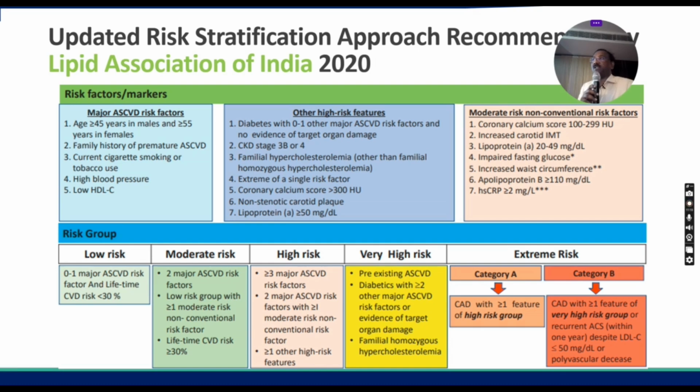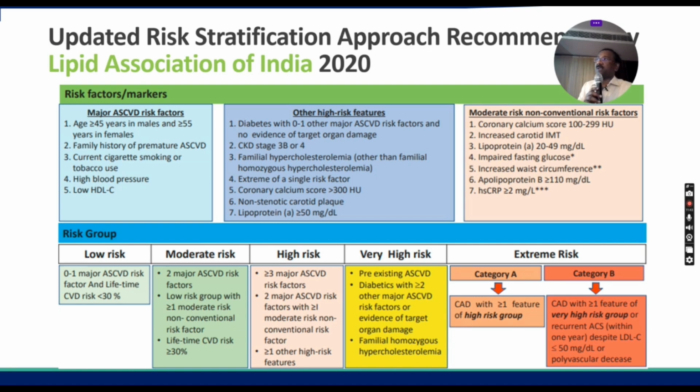So what are the major atherosclerotic cardiovascular risk factors? Age more than 45 years in males and more than 55 in females, a family history of premature atherosclerotic cardiovascular disease, smoking, high blood pressure, and low HDL-C cholesterol. Without knowing that, most all of us will have at least 3 or 4 or 5 of these major risk factors.